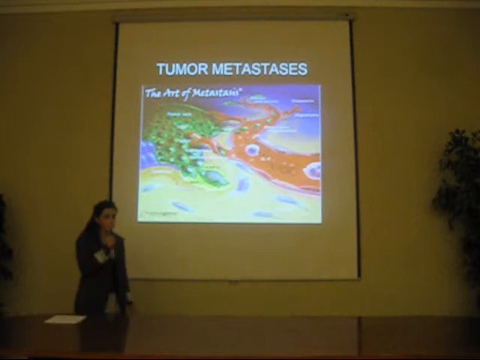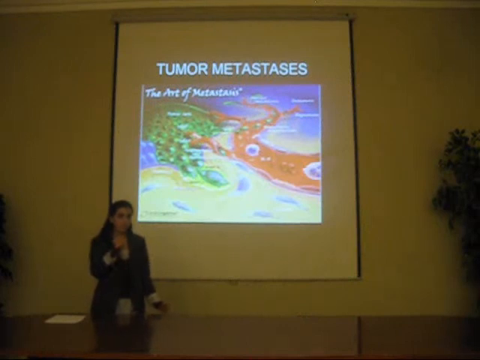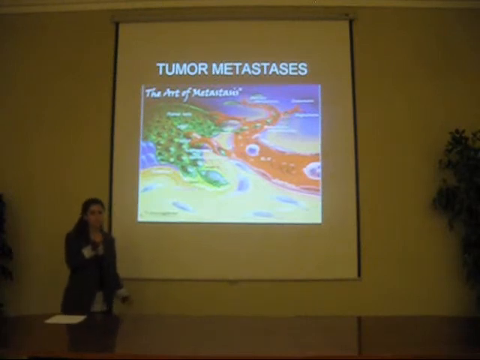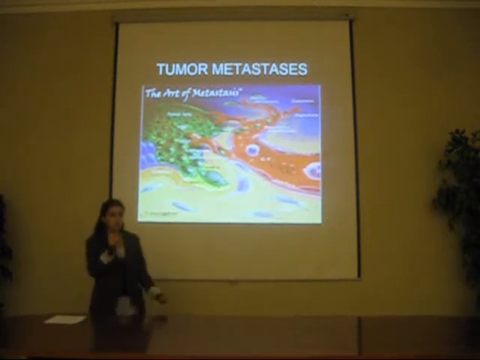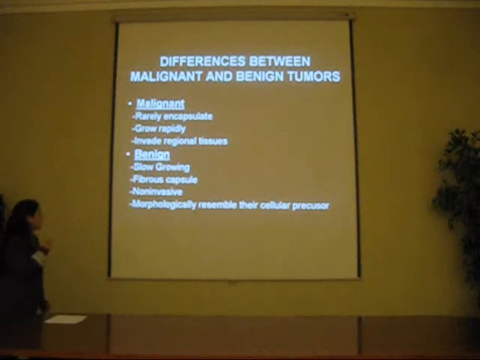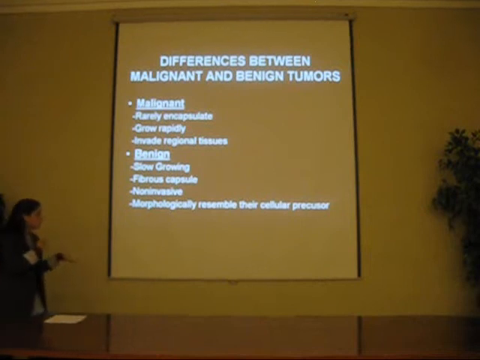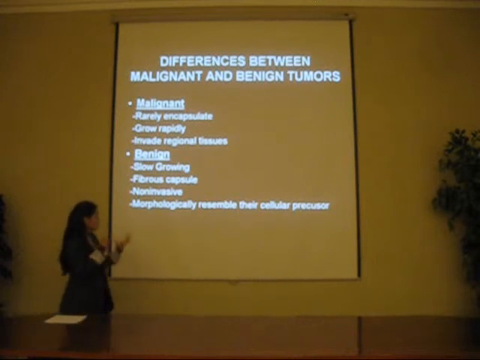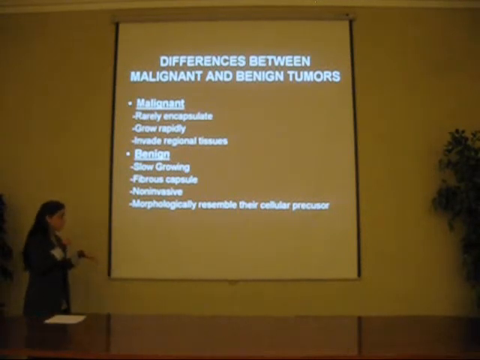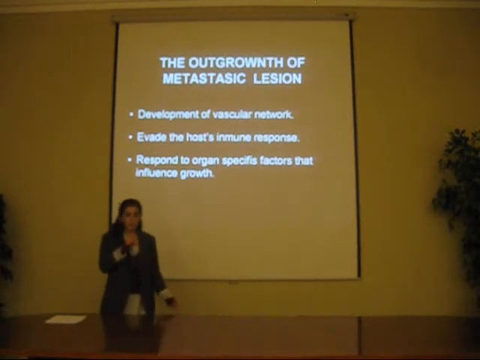Non-malignant cells under steady-state conditions proliferate as needed to replace themselves. They age or become injured. However, this can go awry, resulting in uncontrolled proliferation and tumor formation, which can be benign or malignant. Malignant tumors rarely encapsulate. They grow rapidly and invade regional tissues. But benign tumors are slow growing, they have a fibrous capsule, they are non-invasive, and morphologically they resemble their cellular precursor. Now we're going to talk about pathogenesis of metastases.